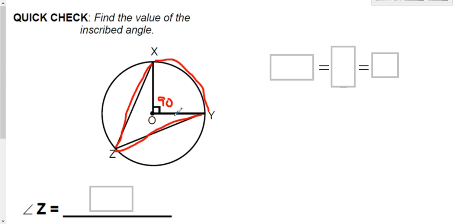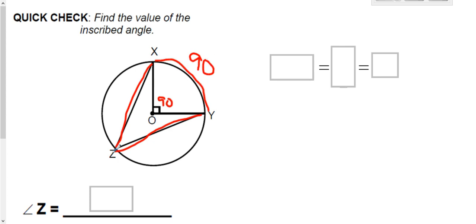And this is a central angle. And it intercepts this arc right here too. But we know that the central angle is equal to the arc. It's not half as big. So by this central angle, we know that this arc is 90 degrees.